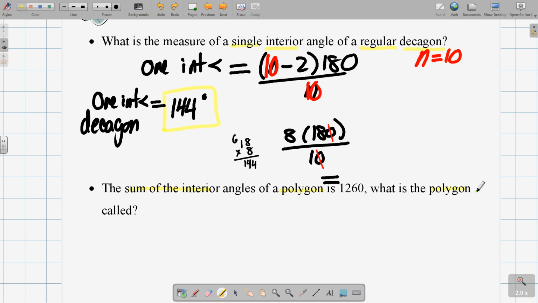Polygon called. Now, super important, anytime you see poly, you don't know the number of sides. That's generic. So polygon can refer to a hexagon, a heptagon, a 15-gon, 121-gon. It's generic. So the minute you see the word polygon, you automatically know I don't know my n.